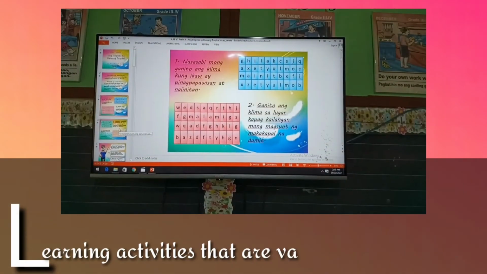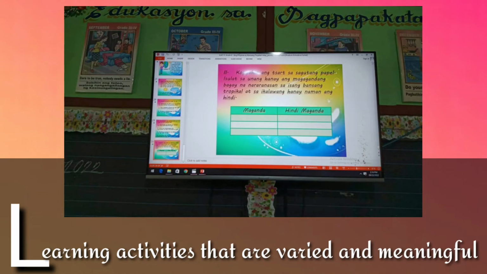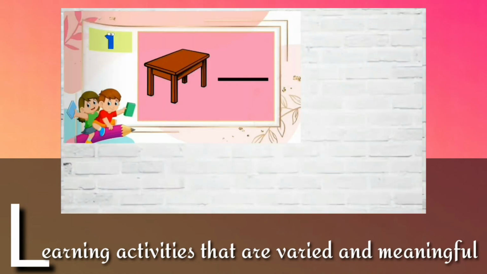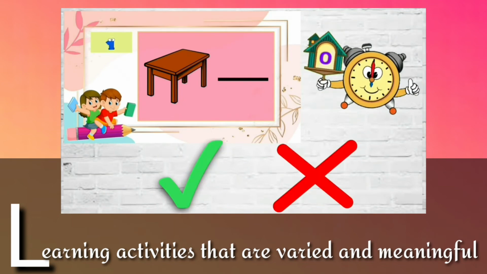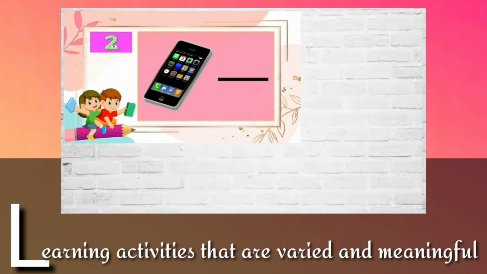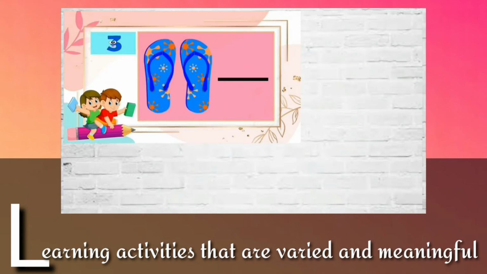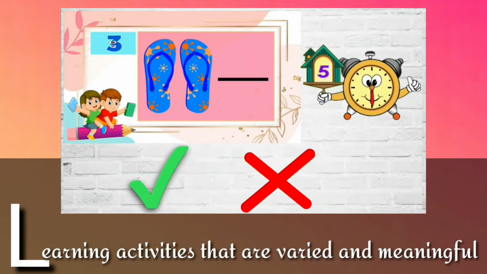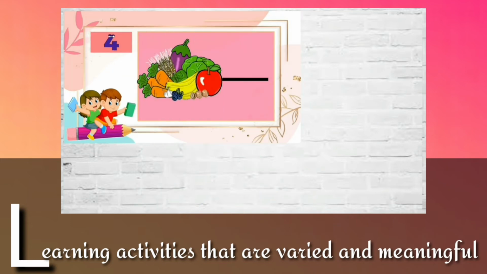L is for learning activities that are varied and meaningful. Teachers must devise various learning activities with the same teaching objectives because pupils have different characteristics in learning. Simple and attainable activities can be prepared rather than longer ones that are difficult to finish. Learning activities can be meaningful if the children can relate to them. For example, the teacher can use a game or personalized learning.